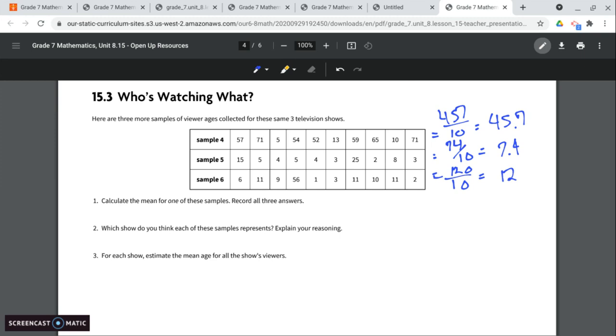So we still have the same shows. The trivia game show, the learning to read, and the science experiments. So which do you think each of these goes with? Sample 4 definitely has the oldest age, so sample 4, trivia. The youngest is our 7.4 here, so sample 5 would probably be our learning to read. And then sample 6 is that one that's right in the middle, kind of teenager range, so it'd be our science experiments.